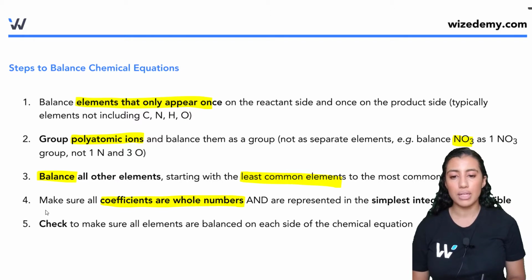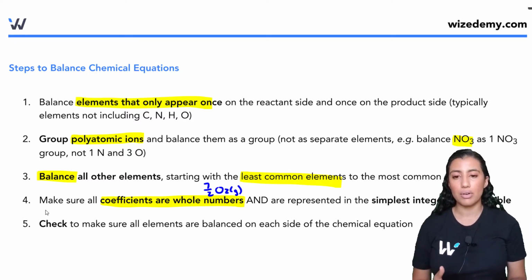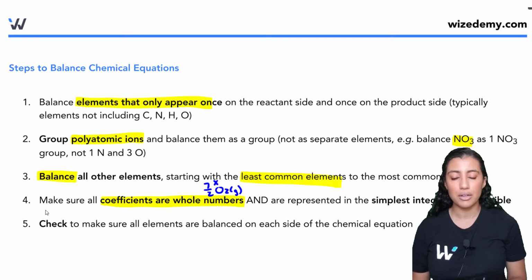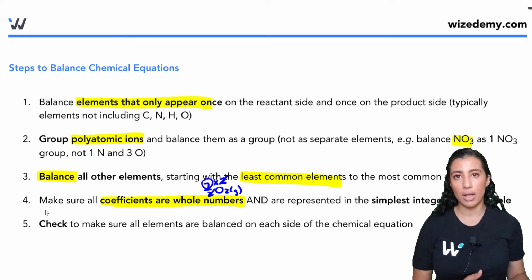If you do, for example, see a fraction like 7/2 oxygen gas, let's say that's in your reaction, you want to get rid of that fraction, and you would just do that by multiplying by the denominator. So here the denominator is 2. I would multiply by 2 so that it could cancel out, and you'd be left with 7 oxygen.